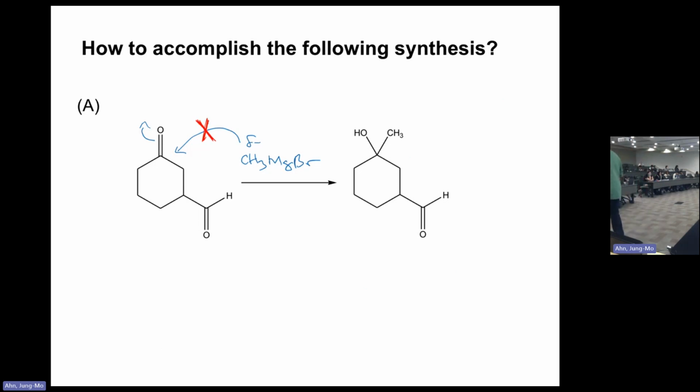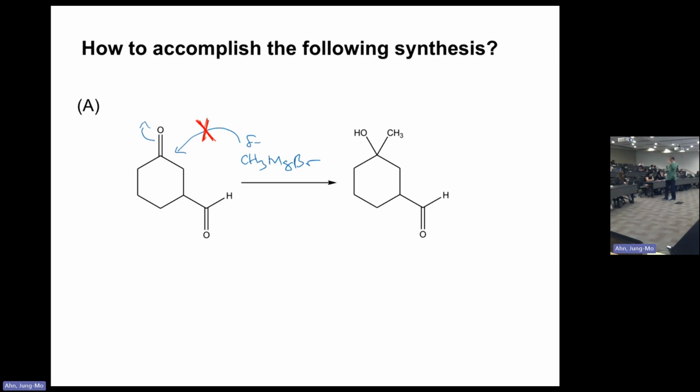Why doesn't it? Because this molecule not only has one carbonyl, it has another one. In fact, if you remember, which one of these two carbonyls is more reactive? This is a carbonyl of the ketone. This is a carbonyl of the aldehyde. Which one is more reactive?